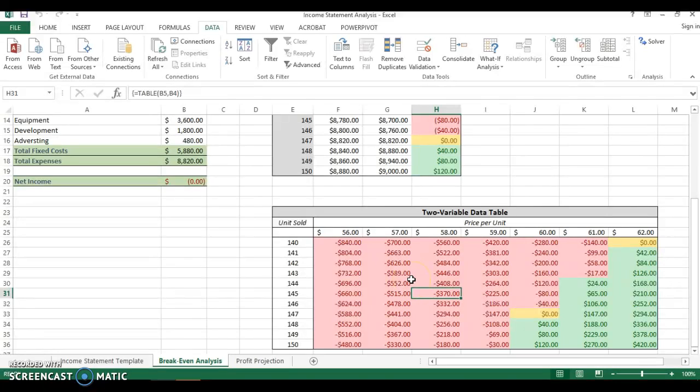One interesting thing that I found is that there are two cases that can break even. One is, as my initial thought, that if I sell the cake at $60, I need to sell 147 cakes in order to break even. But if I set the cake price to $62, I only need to sell 140 cakes in order to break even. So if you use the data table function, you will see some interesting things come out.